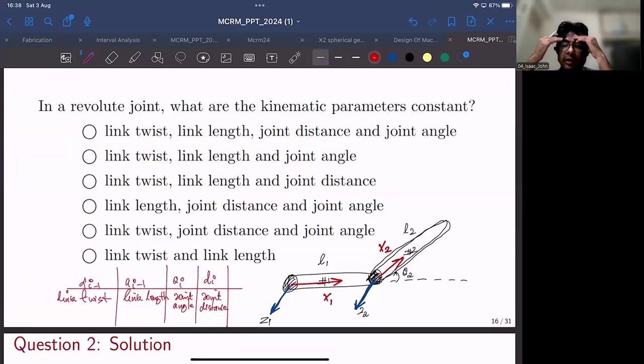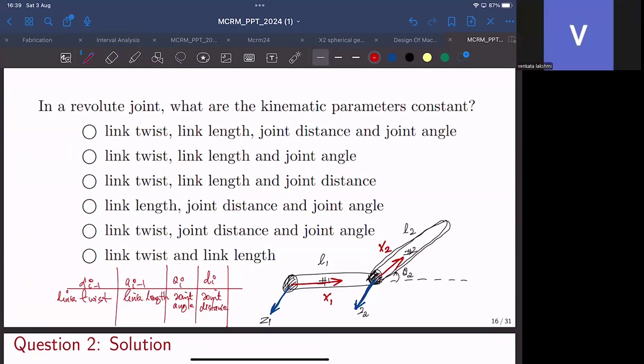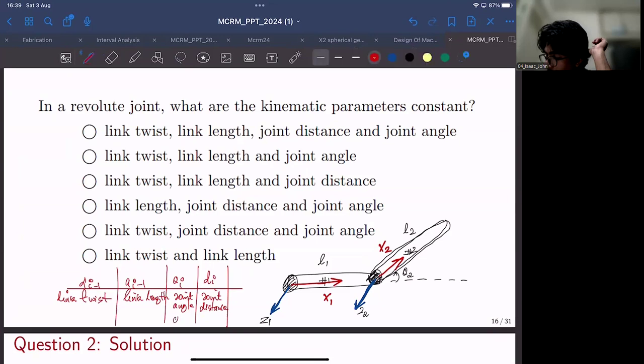So in case of a revolute joint, which of these parameters are varying? Is it possible to identify which of them is varying? Which of them is constant? Okay. Theta will change, joint angle will change. Yeah. Theta 2 will change. Joint angle will change. What about link twist?